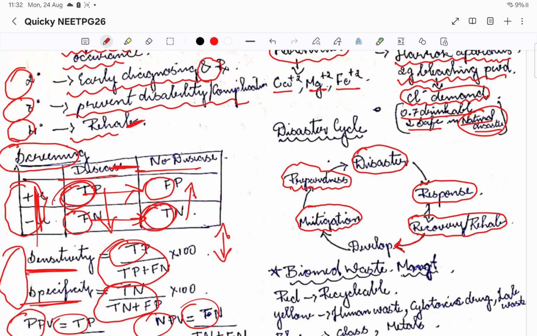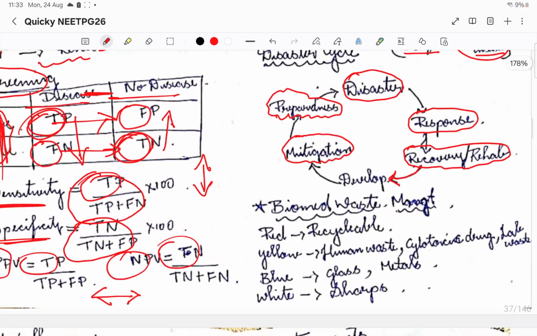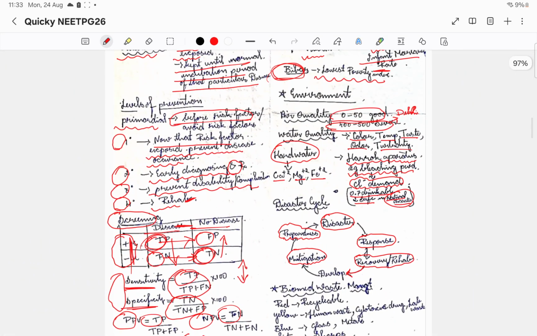So disaster, then the response will be there, recovery will be there, then we'll start to redevelop, then it will go for mitigation, then the preparedness. Okay, so this is how the cycle is. Please remember this cycle. This is all in respect to environmental studies.